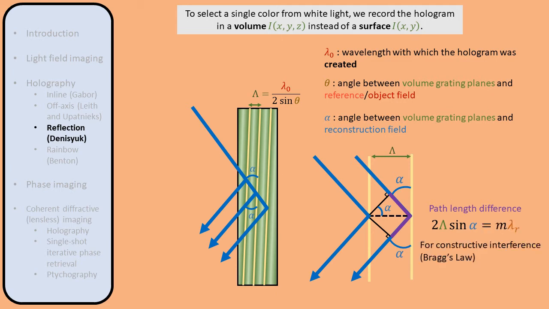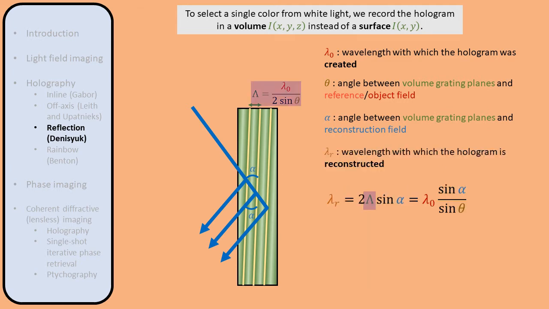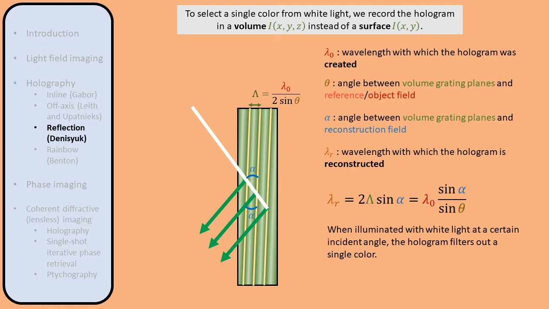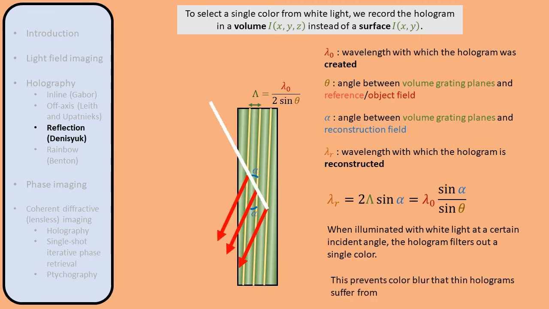Equating this expression to an integer m times the wavelength of the light used for reconstructing the hologram gives Bragg's law. If we only consider the limited wavelength range of visible light, we only need to consider first order diffraction, and we can choose m to be equal to 1. We write Bragg's law in terms of the wavelength at which the hologram was created. We then find that when we illuminate the hologram with white light at a certain angle of incidence alpha, only the wavelength that satisfies Bragg's law will be reflected. Because only a single color gets reflected, we don't observe a color blur when viewing the hologram in white light.